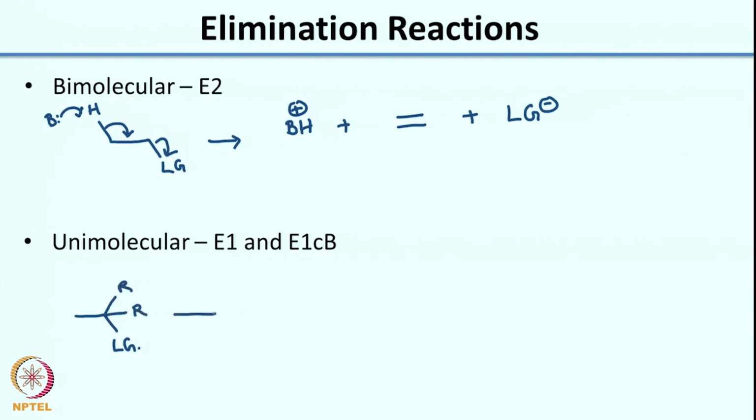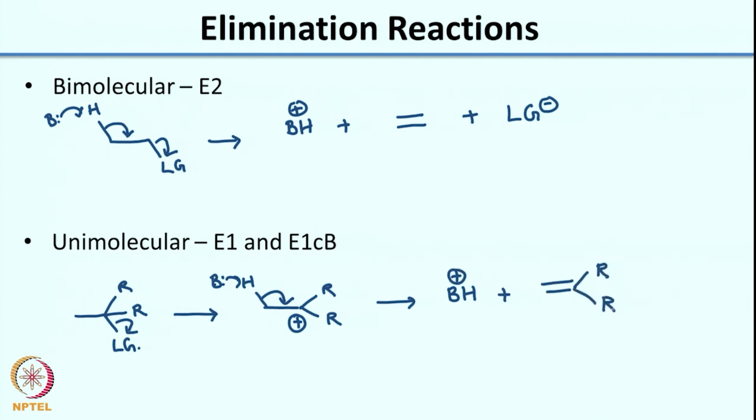But what happens is, instead of a concerted process, you first have the leaving group leave. So what you end up generating would be a cation, and then you can think of elimination after the neighboring proton is grabbed. So, this is an example of E1.